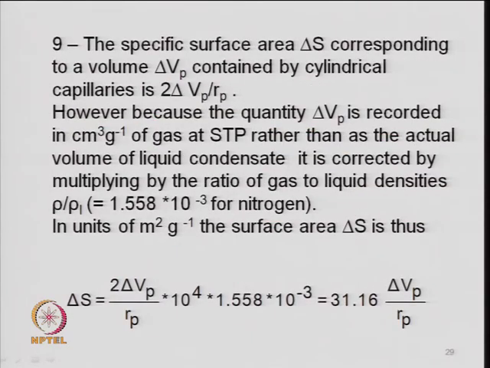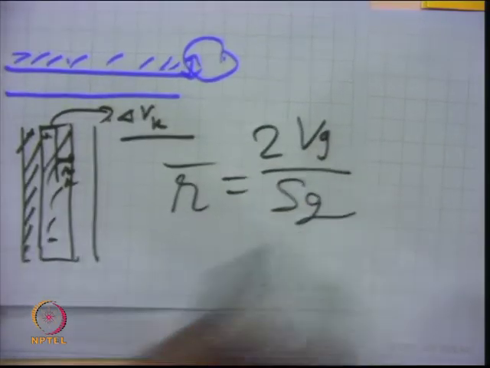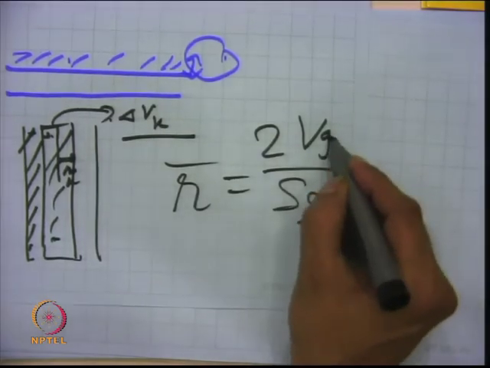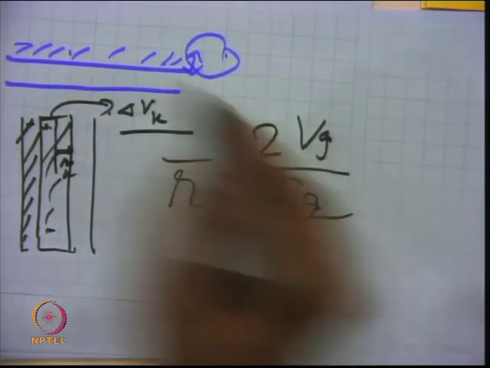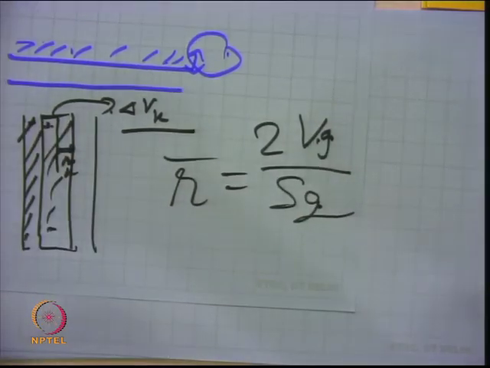So, this also we have already discussed that the specific surface area delta S corresponding to a delta V p volume contained by a cylindrical capillary is 2 delta V by R. So, that also we have discussed last time. If you remember, R bar, the average pore radius, is 2 times V g divided by S g, where V g is the pore volume and S g is the surface area, the BET area. So, here S g is calculated, which is 2 times V g divided by R, the radius of the pore.